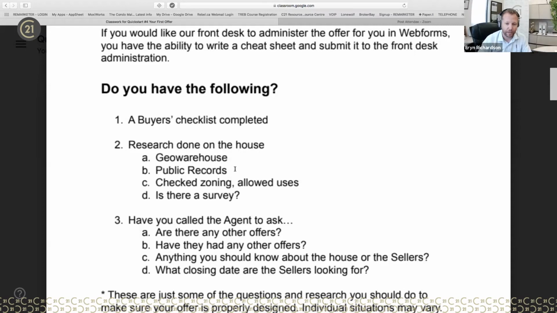So both of them I have shown in a quick video that is located in your Google Classroom as well as on YouTube, to click on and just see a quick overview of how to get into GeoWarehouse and public records. So check zoning and allowed uses. Let's say it says it's a duplex.